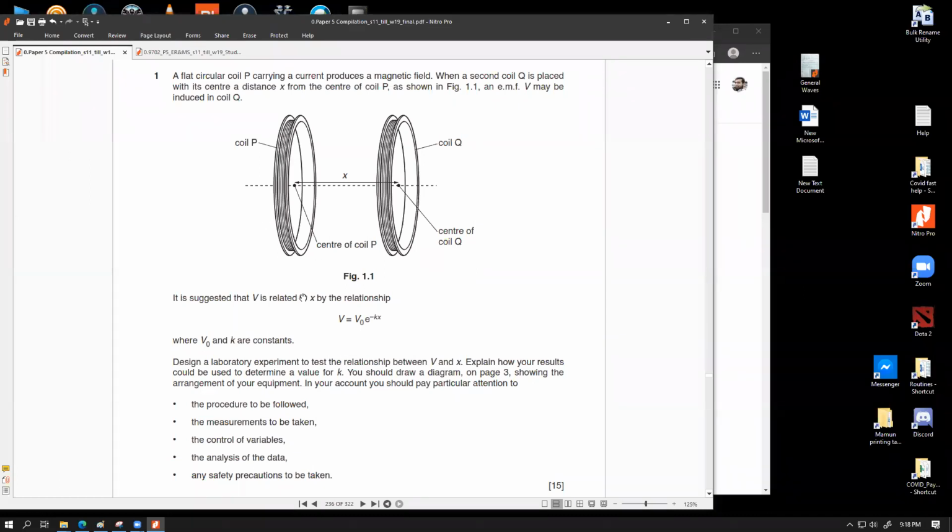First thing first. It is suggested that V is related to x by this relationship. So how much voltage would be produced in this coil is given by this relationship, where V naught and k are constants.